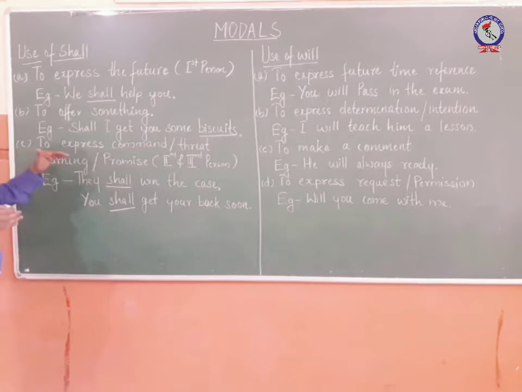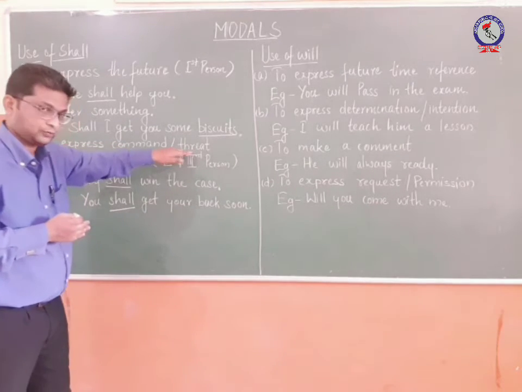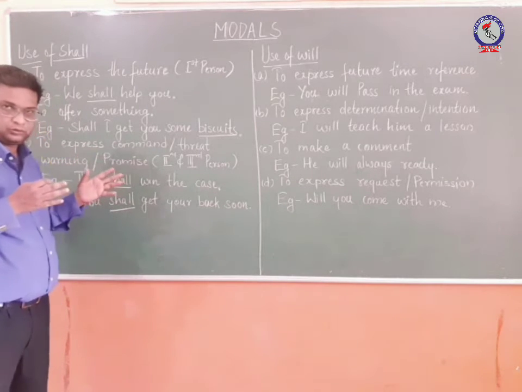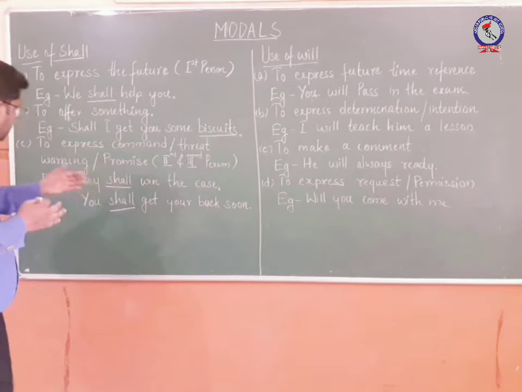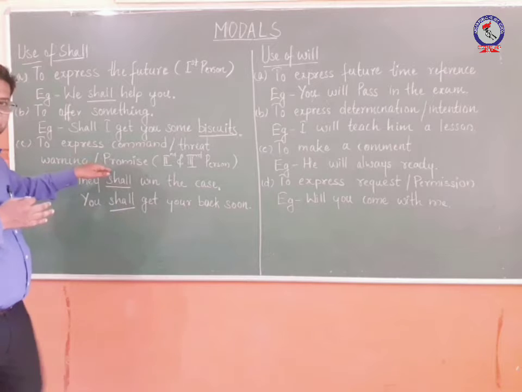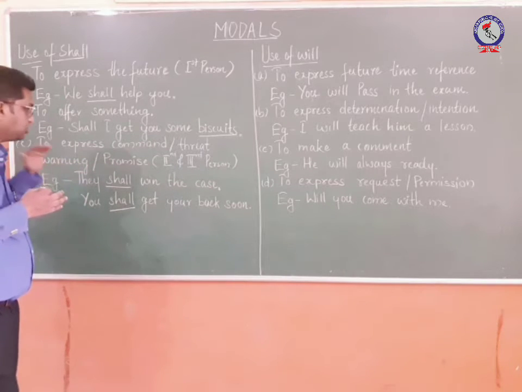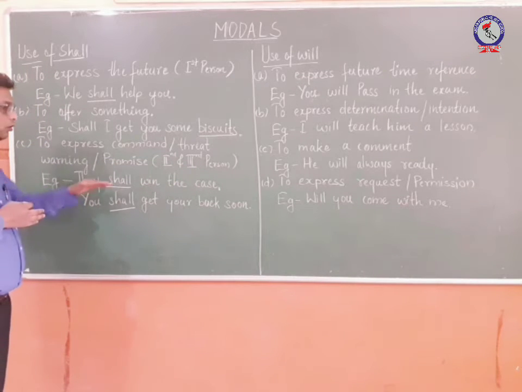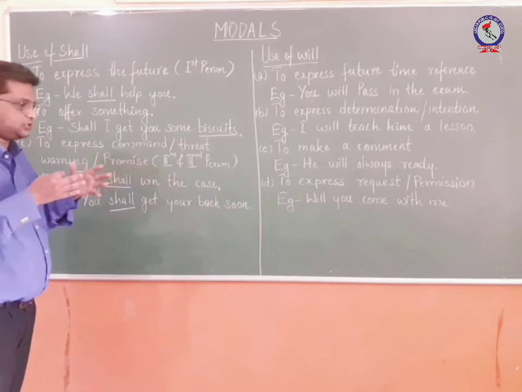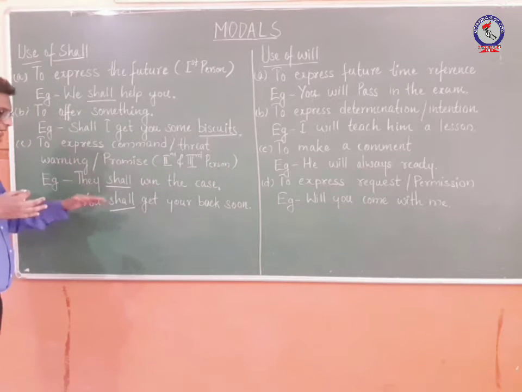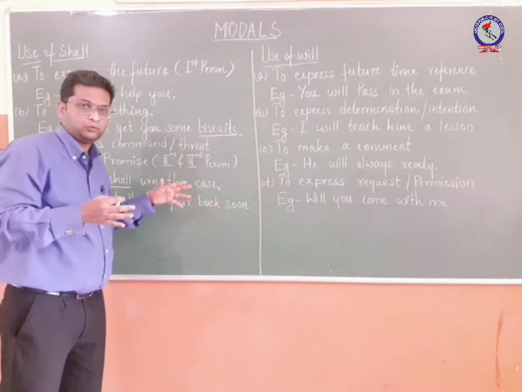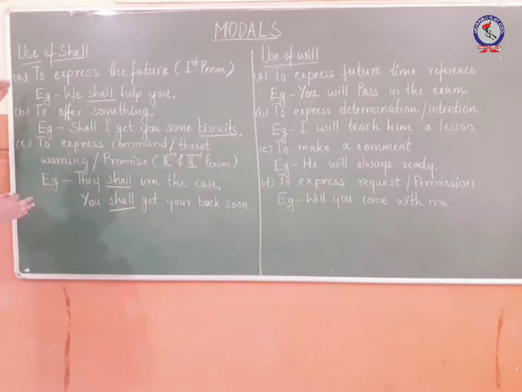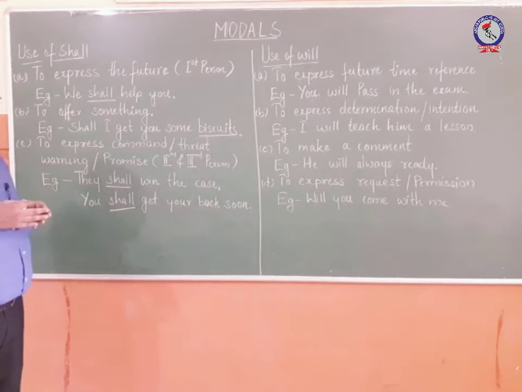Now, third, to express command, threat, warning, promise. When we are giving a command, or it is a threat, it's a warning, or a promise, then we can make the use of shall in second and third person. See one example. They shall win the case. So this is a prediction. Now second, you shall get your money back soon. Now this is a promise. This is the use of shall. So here we have got three conditions in which we will use shall.